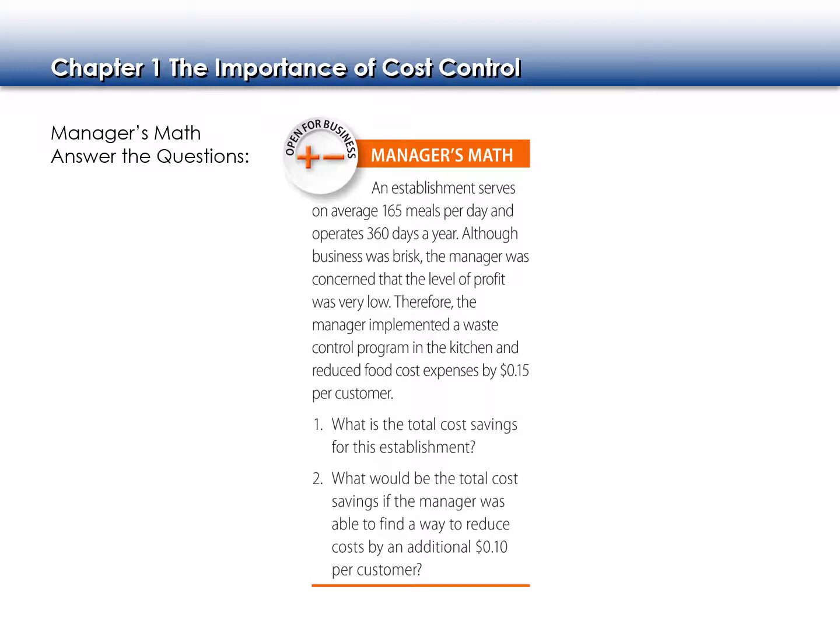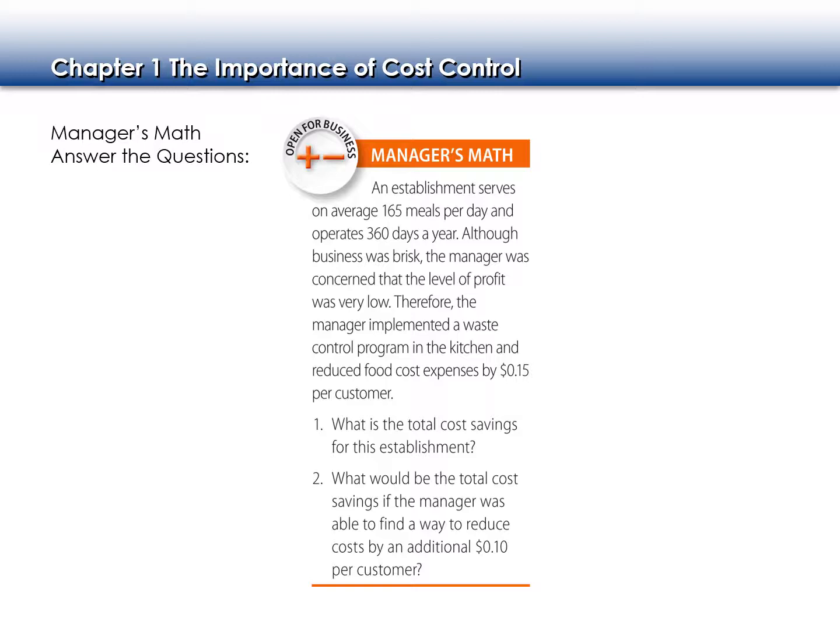So now, let's do some math, okay? Write these down in your notes. We're going to look at number 1. What is the total cost savings for this establishment? Well, first of all, we're saving how much per customer? Okay, so we do our 15 cents, and yes, you need the dollar sign. You don't have to put the 0 before the decimal, but do the dollar sign, okay? So 15 cents times how many customers? 165 customers.